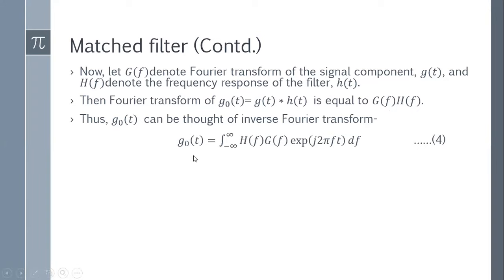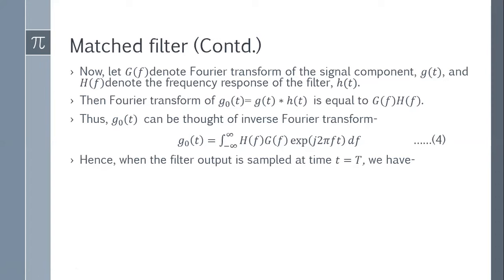Is this equation clear? The Fourier transform of g(t) convolved with h(t) is G(f)H(f). Now if I take the inverse Fourier transform of G(f)H(f), I can write g0(t) in this form. I hope it is clear. Okay, fine, very good. Now come back to the slides.